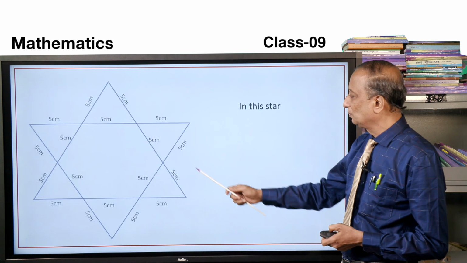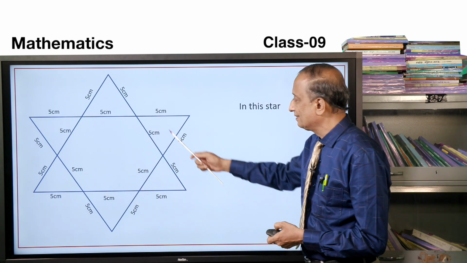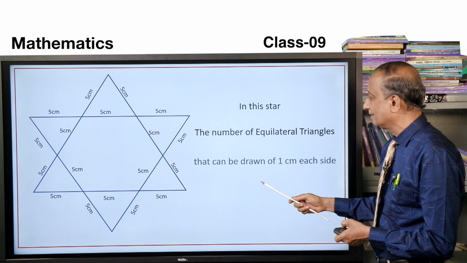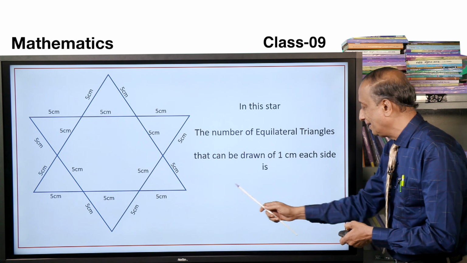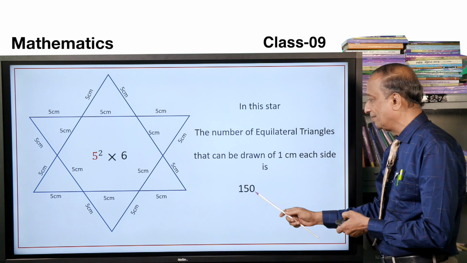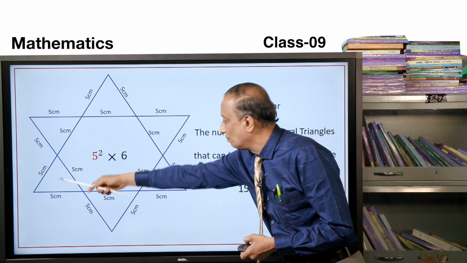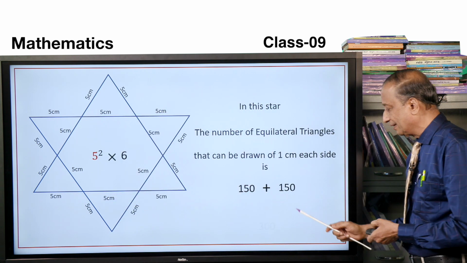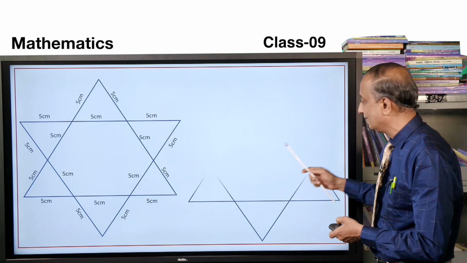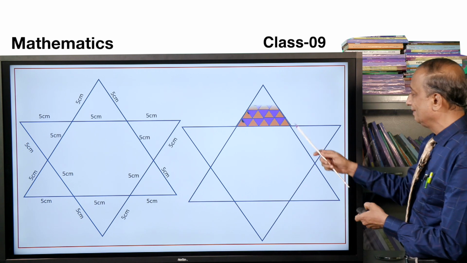Now let us go to the star figure. So inside this we have got a regular hexagon wherein each side is 5 centimeter. Therefore inside we have got 5 square into 6, that is 150 equilateral triangles, and outside we have got 6 equilateral triangles plus another 150. So therefore we have got 300 equilateral triangles, which you are now going to see in this figure.